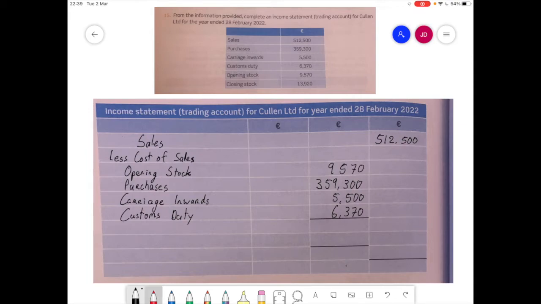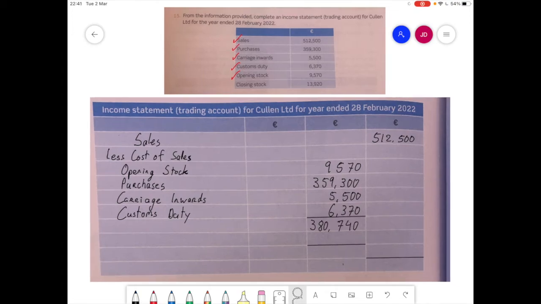Now at this stage, let's check off. So I've done sales, I've done purchases, I've done carriage in, and it's good practice to get in the habit of ticking off what you've put in each time. And I've done opening stock. So the only thing I've left there is closing stock. And we're not going to deal with that yet. We don't add on to that. Now I get my calculator and I'm going to add up these 4 figures here. That total is 380,740.